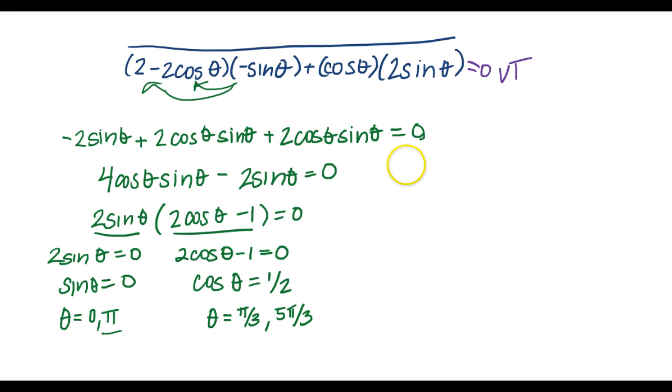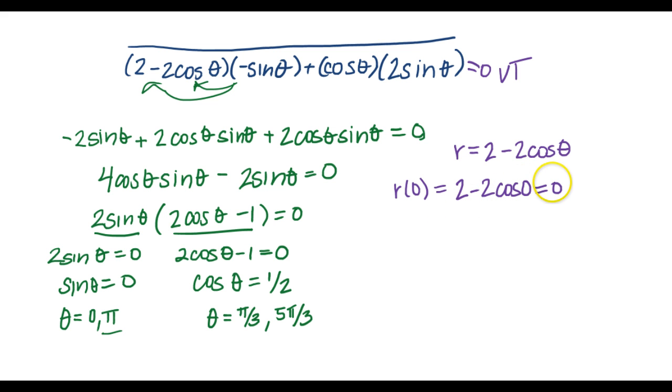Now our job is to find the coordinate points of vertical tangency, so we need to substitute 0, pi, pi over 3, and 5 pi over 3 into my r function, 2 minus 2 cosine theta. So let's start with 0. If we have r of 0, we have 2 minus 2 cosine of 0. Cosine of 0 is 1, so we get out 0.